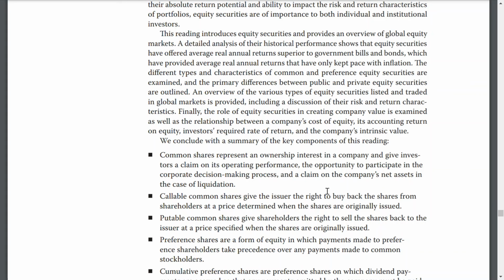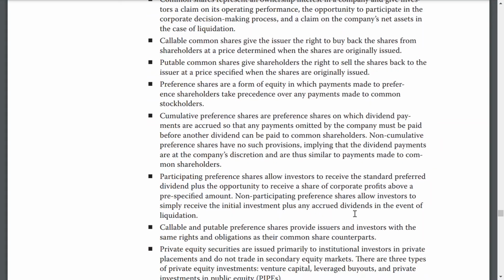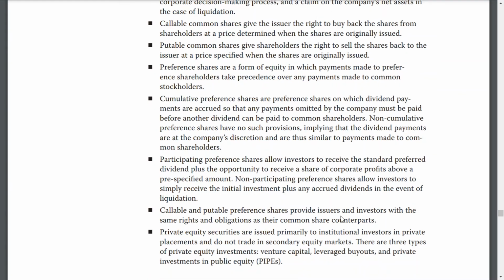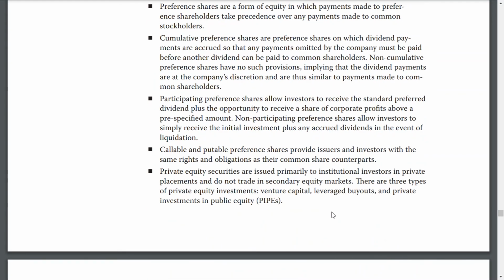Preference shares are a form of equity in which payments made to preference shareholders take precedence over any payment made to common shareholders. Cumulative preference shares are preference shares on which dividend payments are accrued, so that any payments omitted by the company must be paid before any other dividends can be paid to the common shareholders. Non-cumulative preference shares do not have such provisions, implying that the dividend payments are at the company's discretion and thus similar to the payments made to common shareholders.